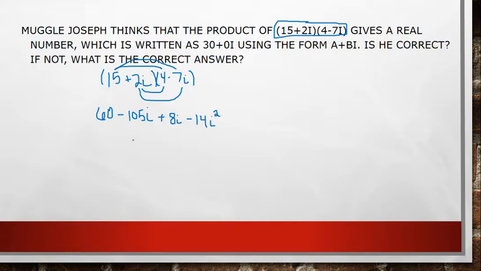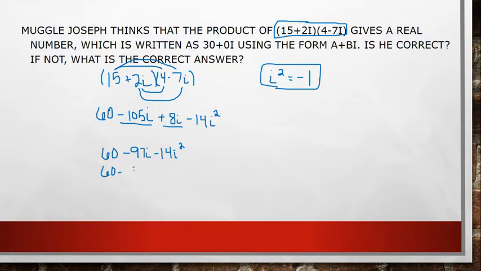So now I'm going to combine like terms. I have a negative 105i and a positive 8i. I'm going to have my 60 still. Negative 105i plus 8i gives me a negative 97i, minus, and I still have my 14i squared. Now I have to remember that i squared equals negative 1. So I'm going to plug that into my formula here. I'm going to keep my 60 minus 97i minus 14. Instead of i squared, it's times negative 1, because i squared equals negative 1.